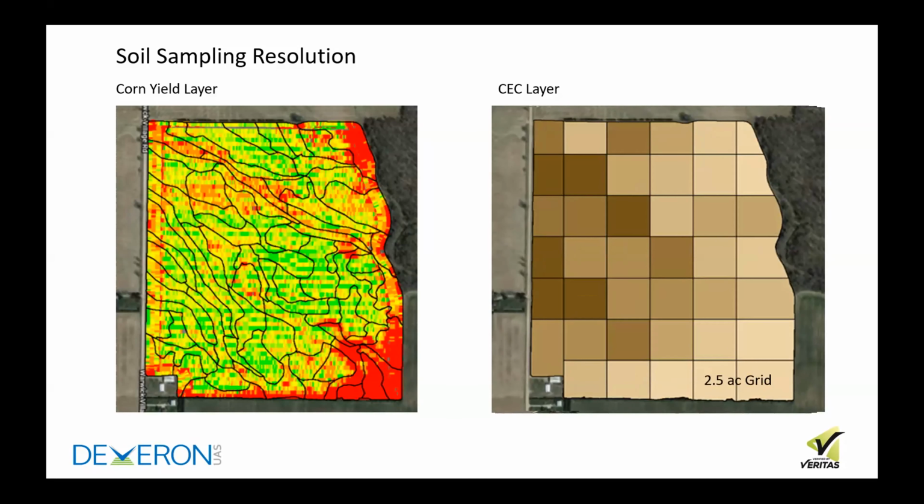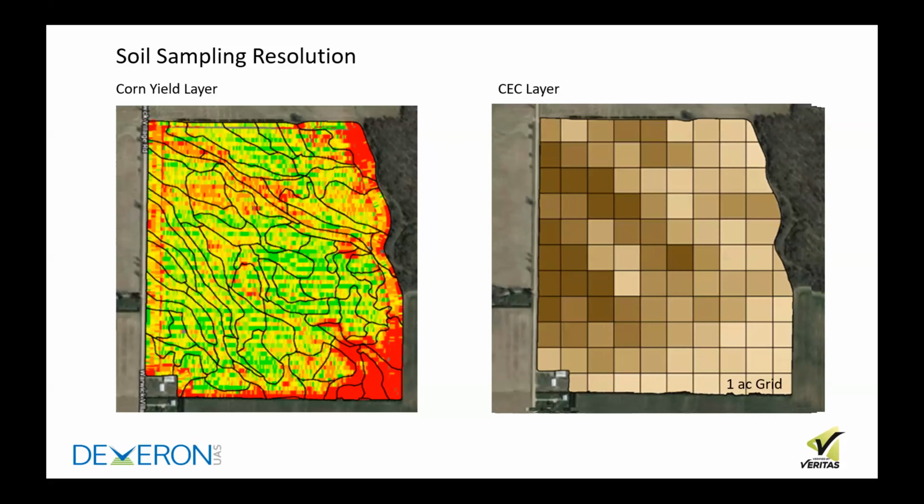The 2.5-acre grid is one of the most common sampling resolutions across the industry today. And again, compared to the yields, it captures a little bit, but it's not accurately capturing what you're seeing in your actual yield year over year. You can even go down to the 1-acre grid, which is quite expensive and is probably the closest to the field variability in the grid method.